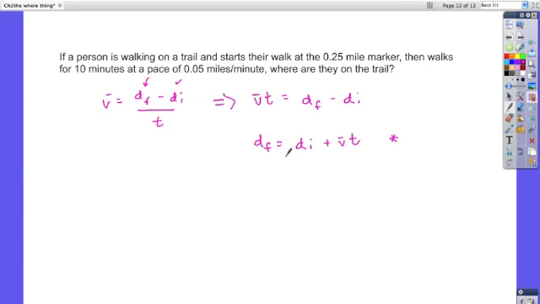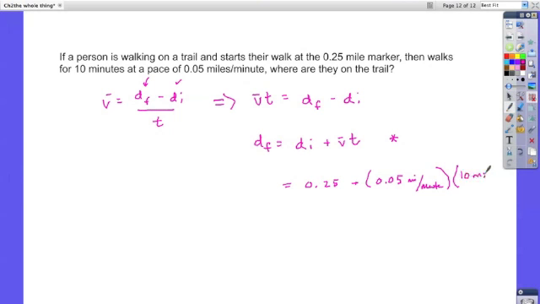Okay, so let's solve the problem. Where are we? Well, we started at the 0.25 mile marker. Our average velocity was 0.05 miles per minute. Okay, I left a couple letters out, but don't get picky on me. Times the time, 10 minutes.